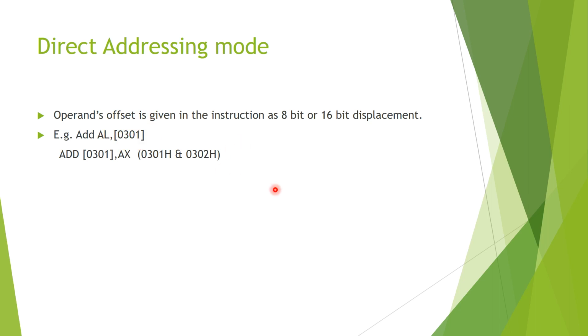So if the address of data segment is stored, as we know, in the data segment register DS, then the microprocessor will first generate the 20-bit address to access that data segment memory location from the combination of DS and this offset.